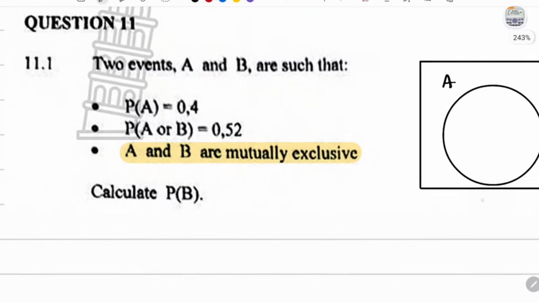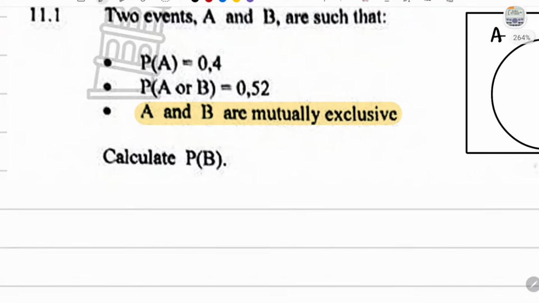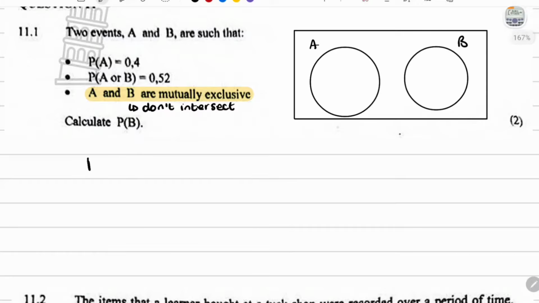I want you to note that when they say events are mutually exclusive, that's really what they're trying to point out. They're trying to tell you that they don't intersect. So what does that actually mean in probability? If things do not intersect, the probability of A and B is 0, because there is no event where these two events are happening together. So we can use this now to find the value of the probability of B.